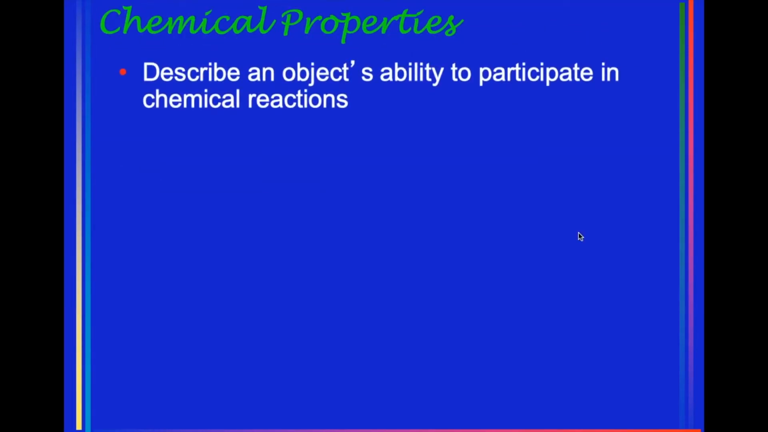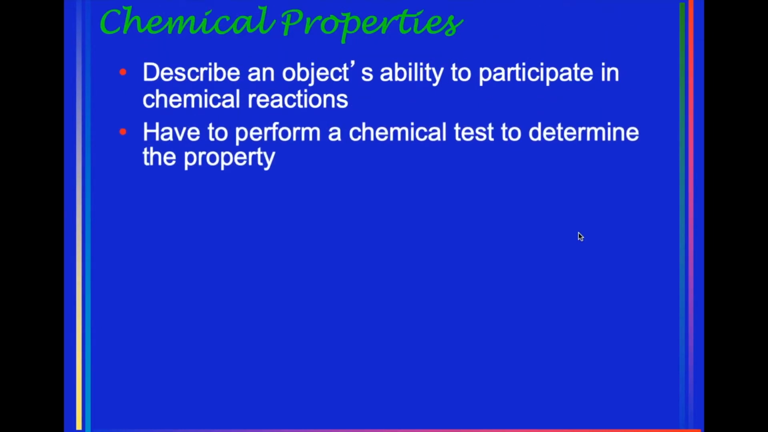A chemical property then is still a description, it's still an adjective, but now you're describing, will it take part in a chemical reaction? Now, without prior knowledge, you're not going to be able to just look at something and see, oh yeah, that will participate in chemical reactions. You have to do some sort of test to see if it has that property.